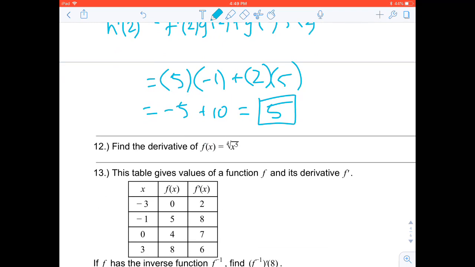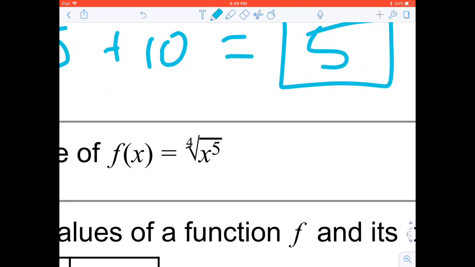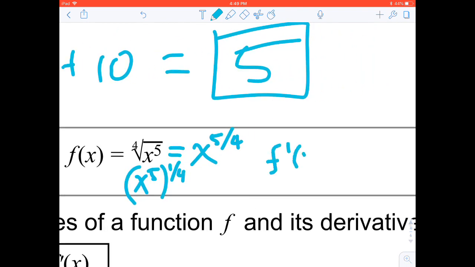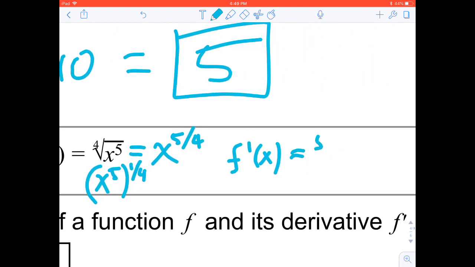Number 12, we want to find the derivative, and this is really a power rule. So we always want to see how we can rewrite a function before we take any derivative. So this is the same thing as x to the 5/4, because this is really x to the 5 to the 1/4. Now we take the derivative of this. It's just a power rule.